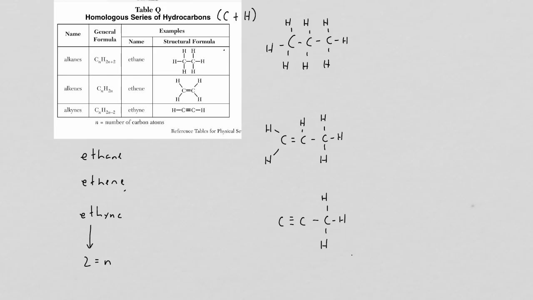This video is on hydrocarbons. Hydrocarbons are compounds that contain just carbon and hydrogen. That's why they're called hydrocarbons. Now, there are three what they call homologous series of hydrocarbons. There are what are called the alkanes, the alkenes, the alkynes.